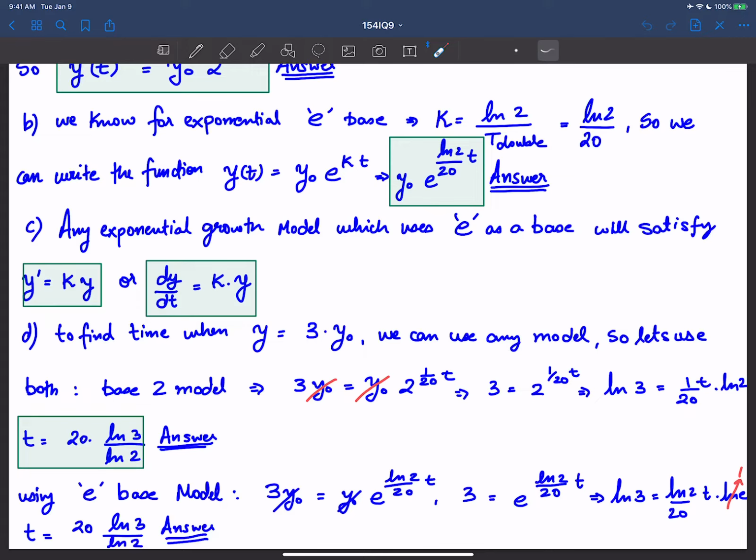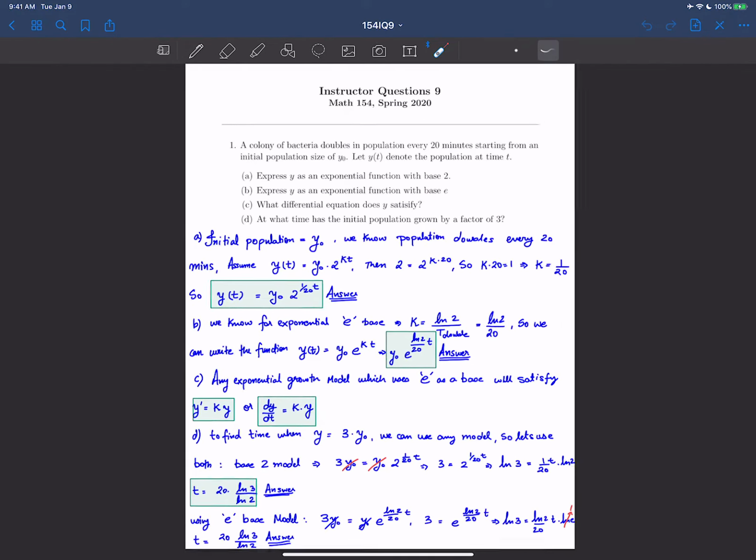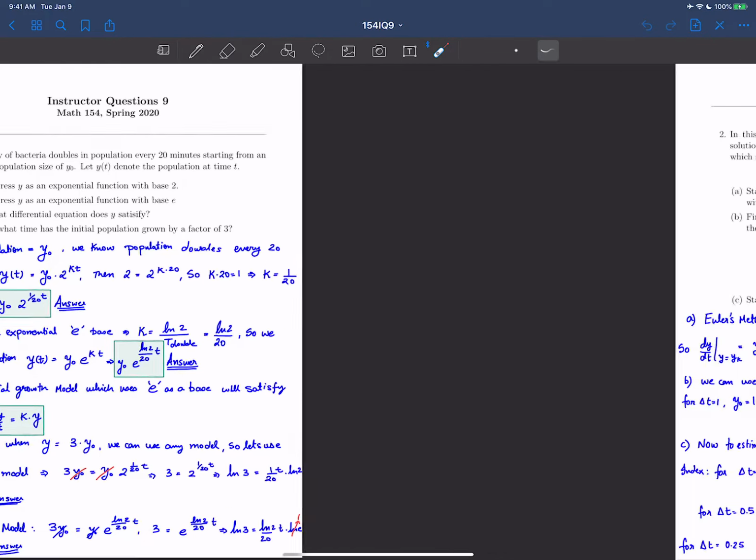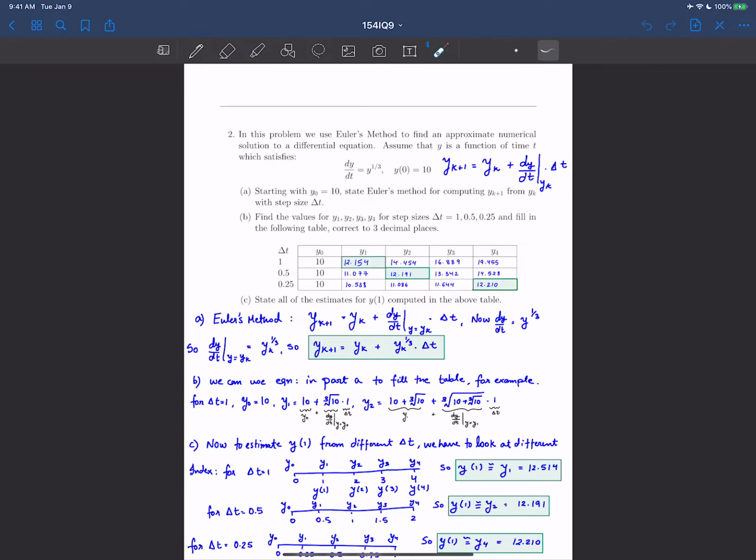But I think any one of the models is sufficient for this assignment answer. Hopefully that clarifies the first question about exponential models. If you have any questions, reach out to me. Now, after this, we're going to talk about differential equations and estimation.